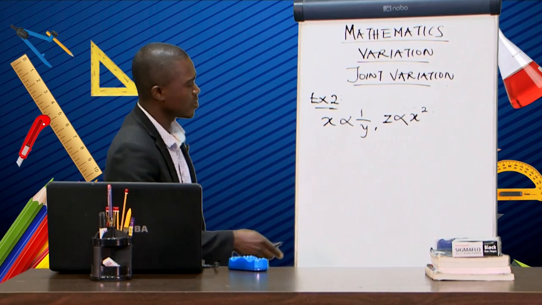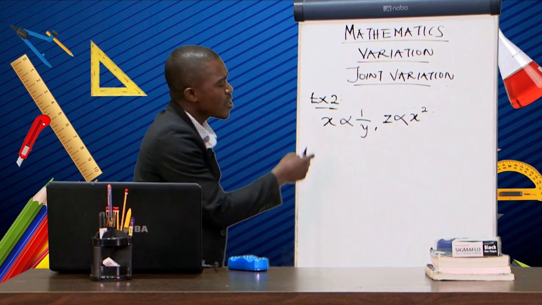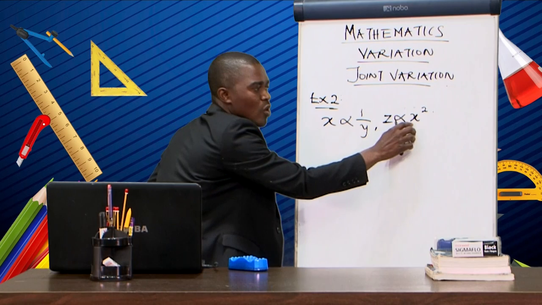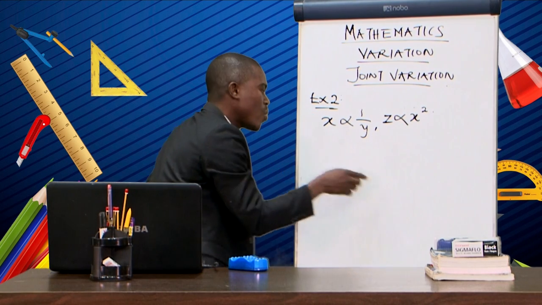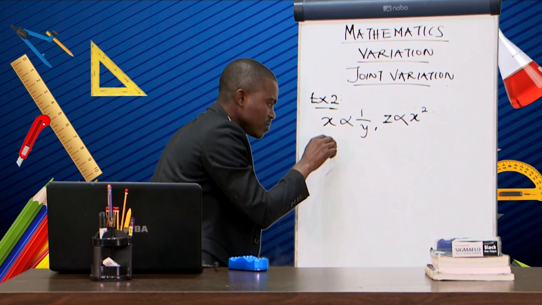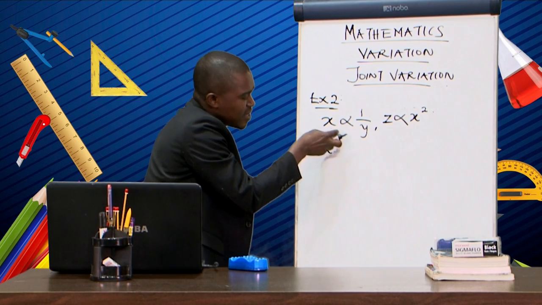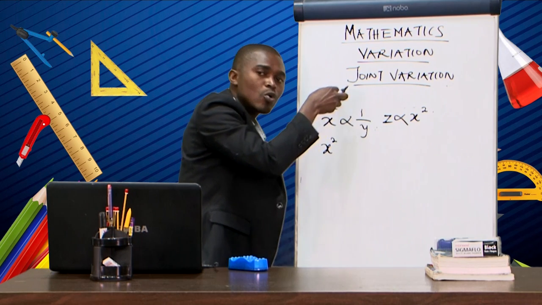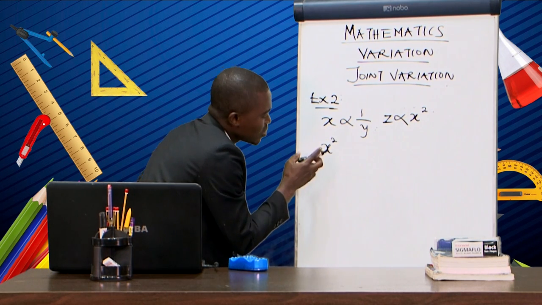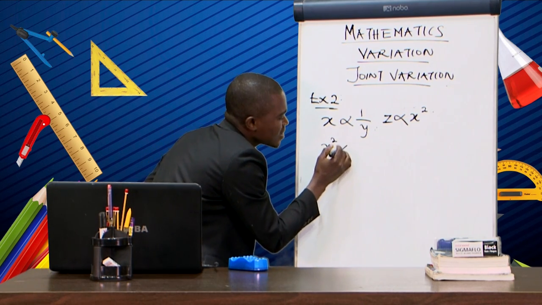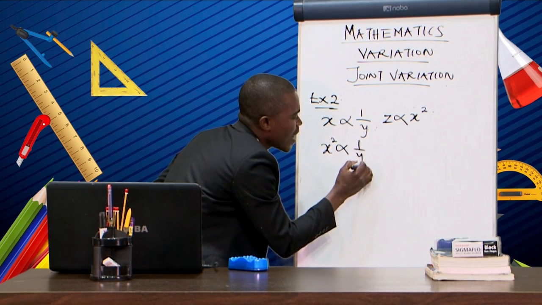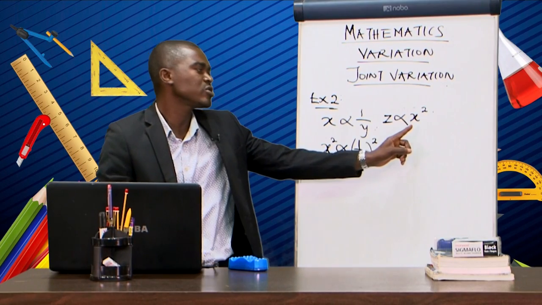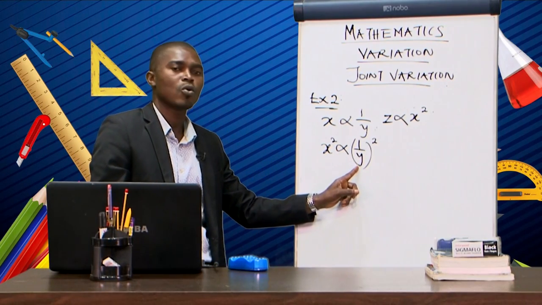So now come to this place. Let's start with x. If you want to get x squared, it means you square this place to arrive at this. So when you square x, this new operation, you must carry that operation to what? To 1 over y. So it makes x squared vary inversely as what? 1 over y, everything raised to power 2. We want to change x squared to y.